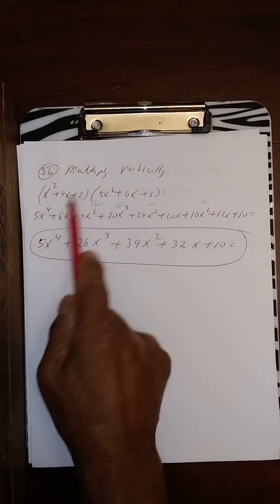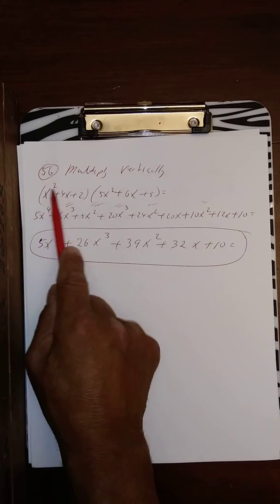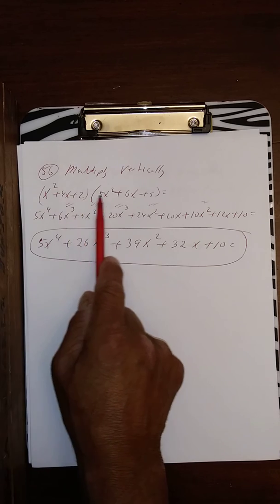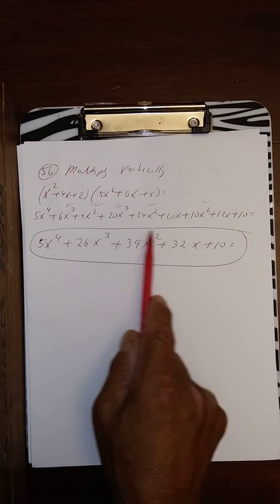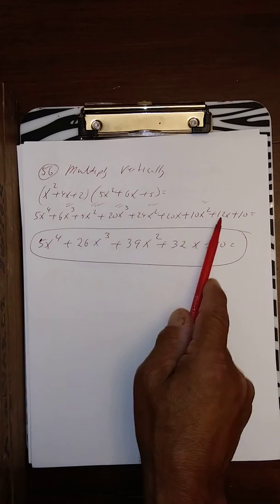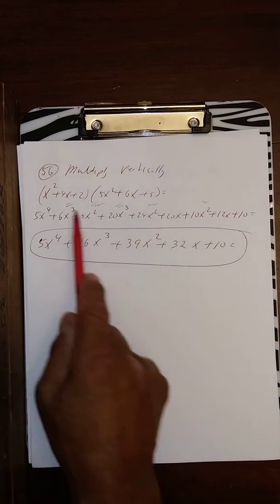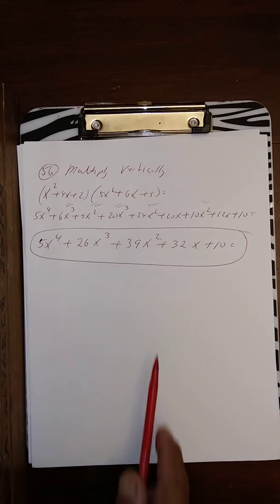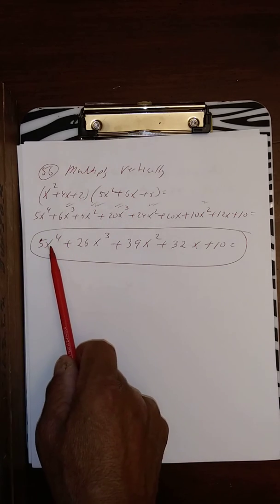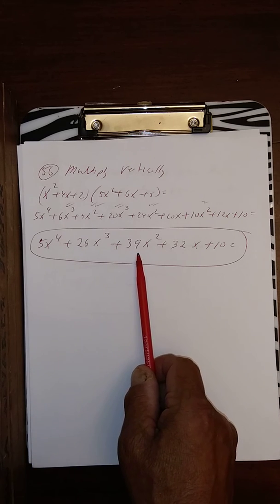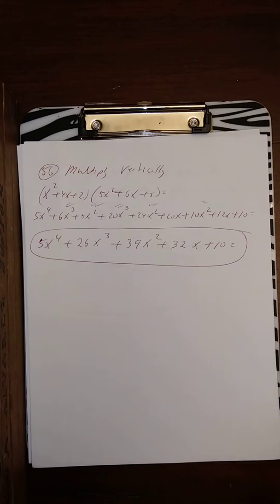Alright, 3 by 3. So first one, second one, third one, middle one times that, middle one times that, middle one times that, and then the last. This times this times this, and this times that one. So we just did this one times all of them, this one, all of them, this, all of them. Put them together. We have 5x to the 4, 26x cubed, 39x squared, plus 32x, plus 10.